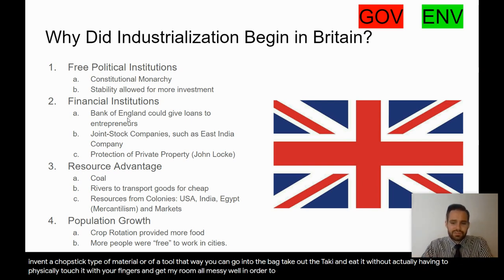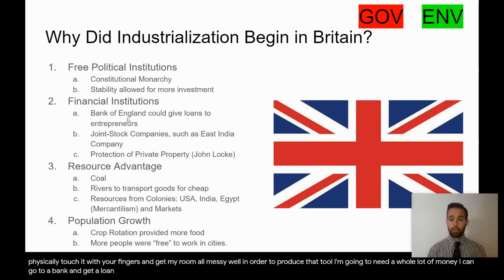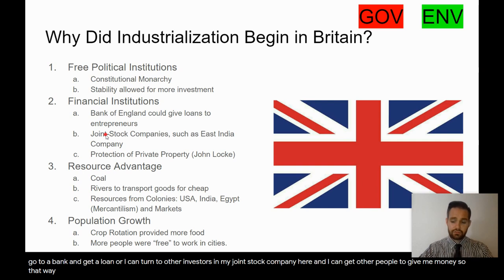Well, in order to produce that tool, I'm going to need a whole lot of money. I can go to a bank and get a loan, or I can turn to other investors in my joint stock company here, and I can get other people to give me money. So that way I will make a tool that people want to have in order to eat Takis better. All of that is necessary for me to create this industry.